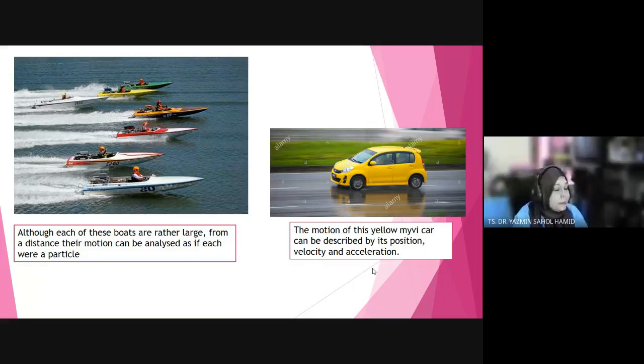And then you can see a picture of a Myvi yellow car. Basically, for this Myvi yellow car, we can describe its position, its velocity, and its acceleration. This is what we'll be doing in dynamics.